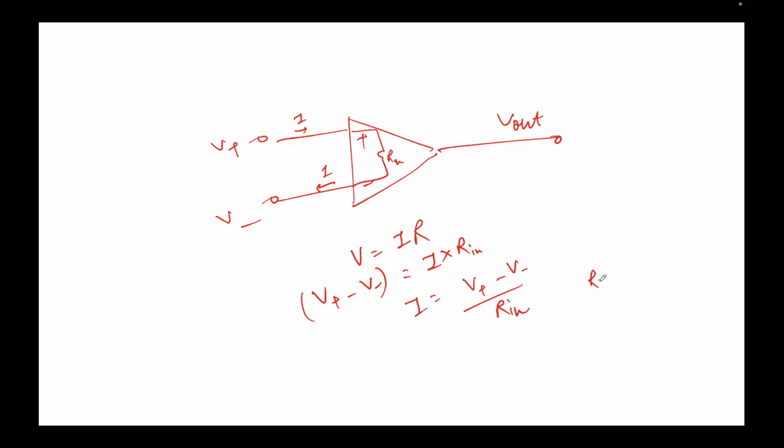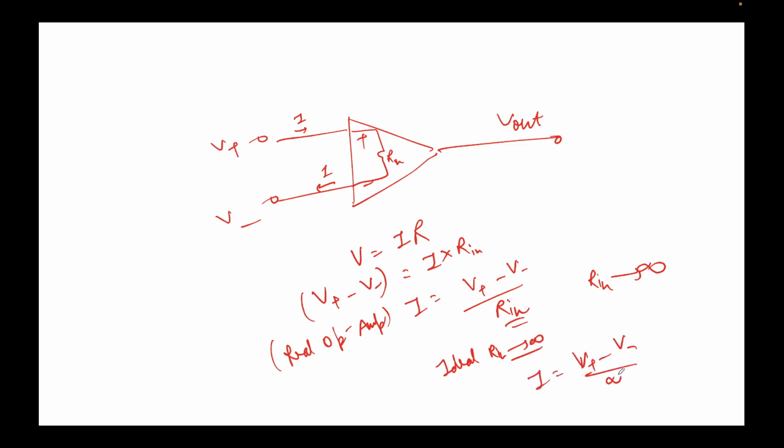In the ideal scenario, I told you Rn tends to infinity, so let's put infinity here for ideal. This is a real op amp. For ideal, put the limit Rn tends to infinity, and you will get (V plus minus V minus) over infinity. This will come out to be 0, so this current is 0, which makes sense. Rn equal to infinity means open circuit, so no current can flow here.